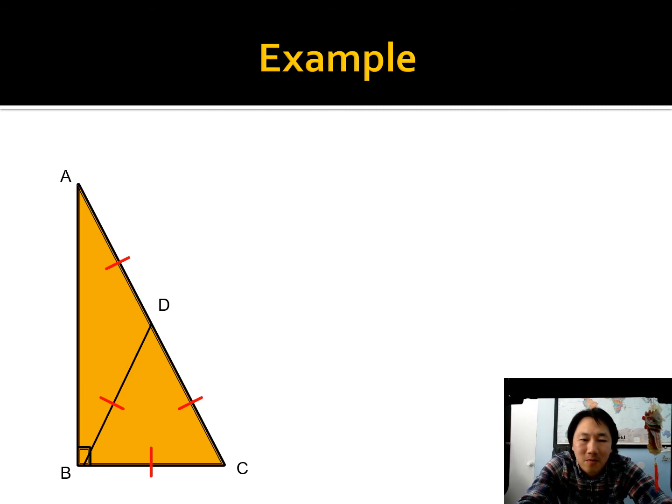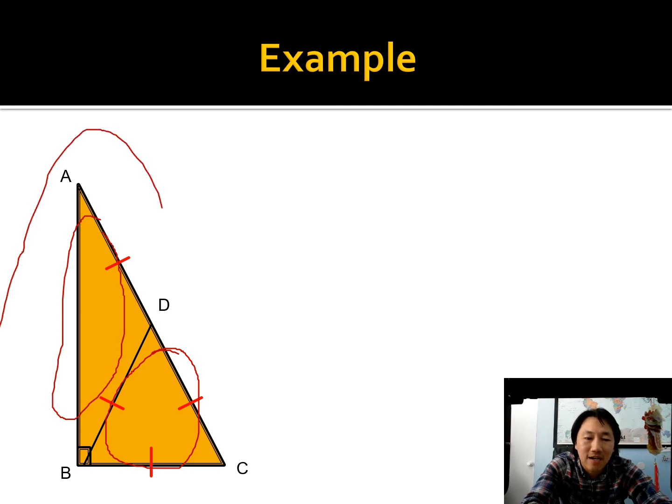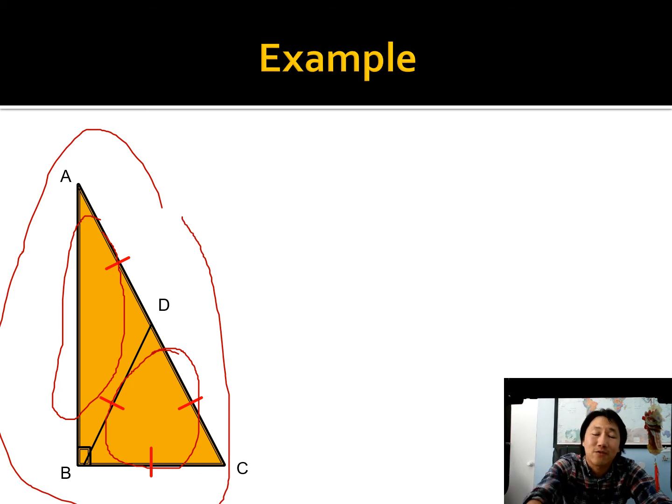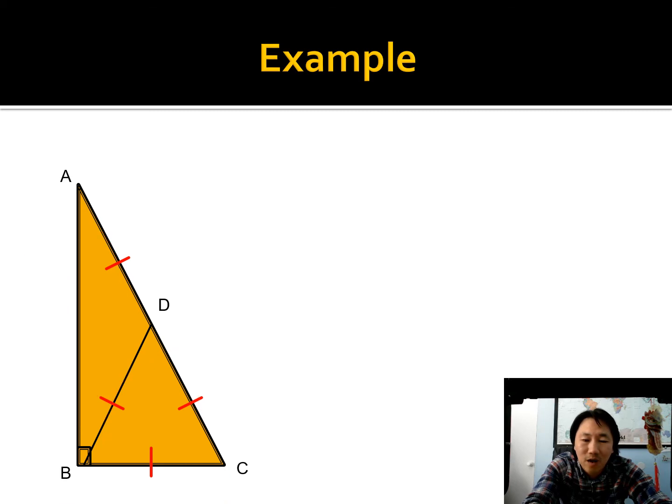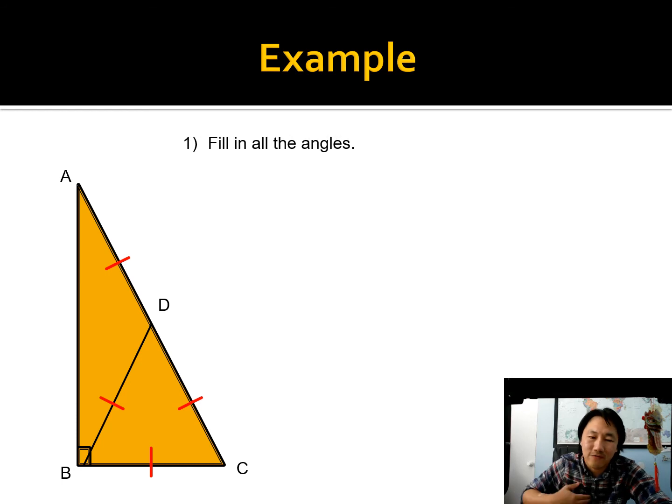Here we have an example of a triangle. Actually, if you look closely, you can see that there are 3 triangles in this picture. You have this small one right here. You have this slightly bigger one over here. And then the entire picture is another triangle. So we actually have 3 triangles in this picture. All right, let's go ahead and find all of its angles.